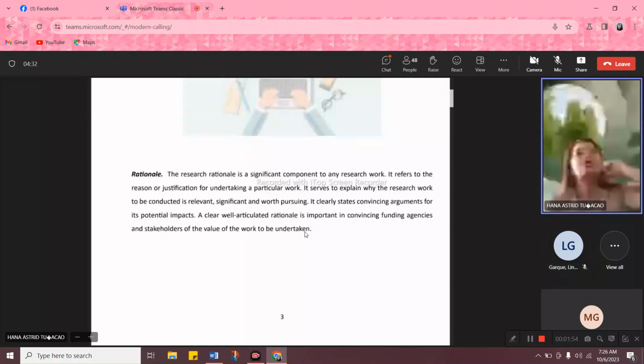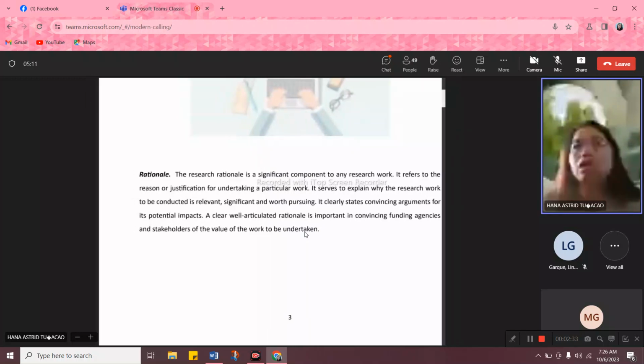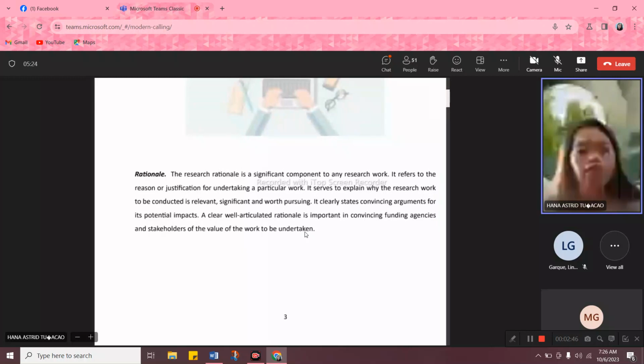So, it boils down to your rationale. Partly naa diri ang objectives, so mao gyud ni ang purpose nagbuhat na mo sa inyong reference search, no? Nakita na ninyo nga your problem is really a problem, wala pa'y nakabuhat, and you feel that it is important. However, basically ang inyong i-defend is your study worth undertaking, is your study worth pursuing. So dinhi nga clear, well-articulated rationale is important in convincing funding agencies and stakeholders.